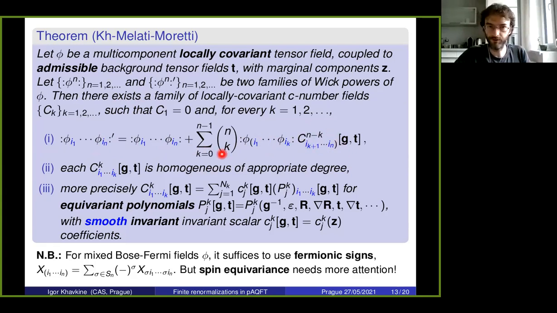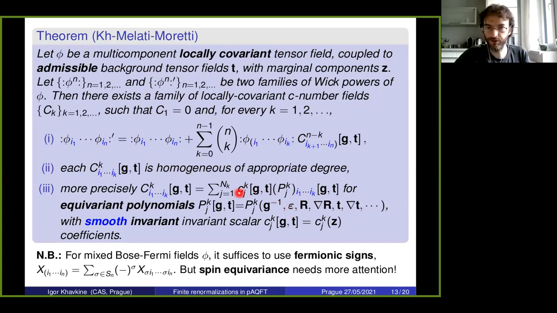Then these coefficients, right? They're C-numbers, so they're not quantum operators, but they depend on the background metric and any other background tensor fields in a local way. They preserve mass dimension or scaling degree. And the local dependence is once again constrained to be polynomial in the curvature tensor. So depending on the metric through the curvature tensor and its covariant derivatives, and dependence on these background tensor fields through them and their covariant derivatives. And these are polynomial expressions, covariantly contracted, possibly with the metric and the volume form if needed.